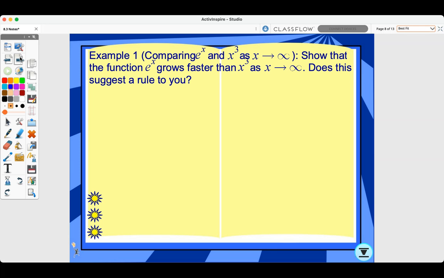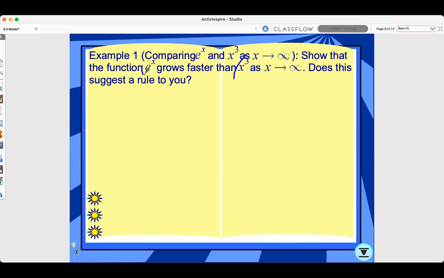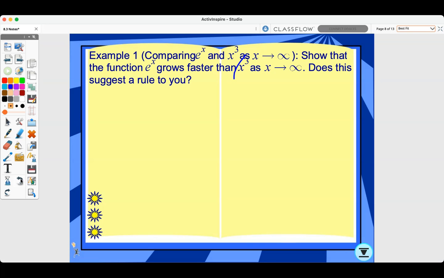Let's look at example 1. Compare e to the x and x cubed as x approaches infinity. Show that the function e to the x grows faster than x cubed as x approaches infinity. So we're going to have e to the x be f of x, and x cubed be g of x. So the limit as x approaches infinity of e to the x over x cubed. Here, if I went to infinity, I'd get infinity over infinity. So we need to use L'Hopital's rule until we can come up with an answer.